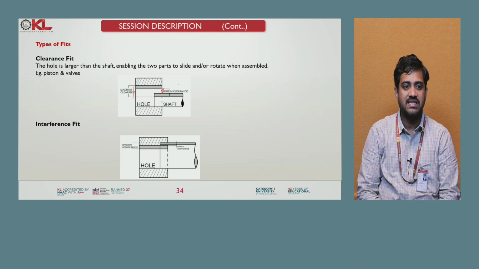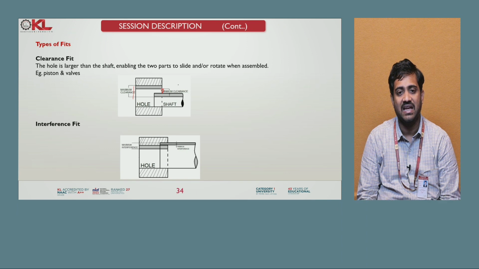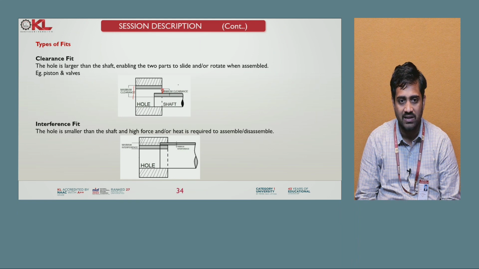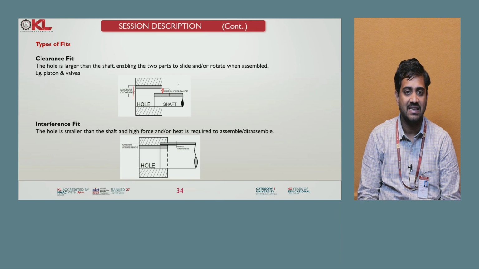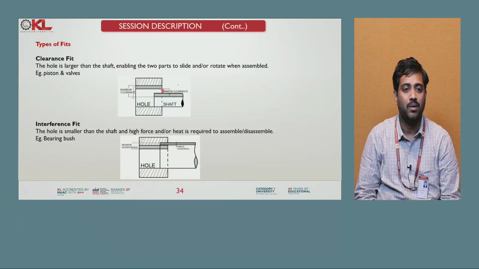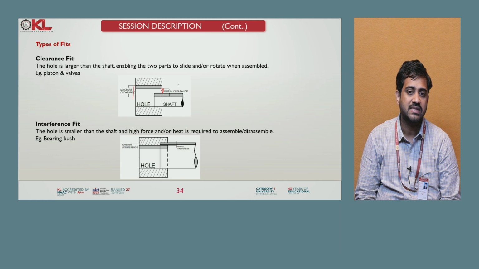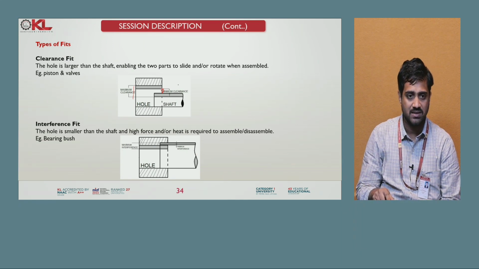Interference fit. You see, interference, the shaft diameter is larger than the hole. Here the hole is smaller than the shaft. In these cases, high force or heat is required to assemble or disassemble. Examples are bearing bushes. Generally with bearing bushes, if you observe, the hole size will be smaller and the shaft diameter will be more here. We use a high force or a heat process to assemble or disassemble.